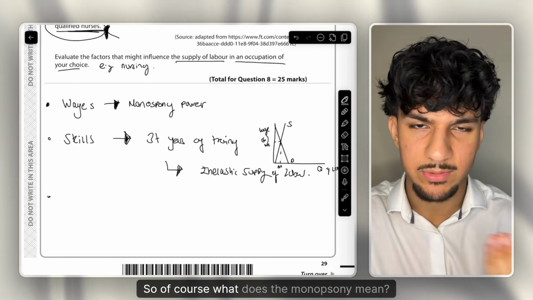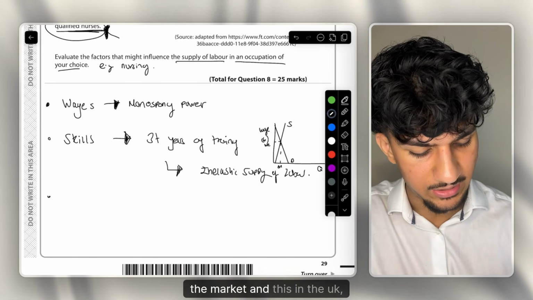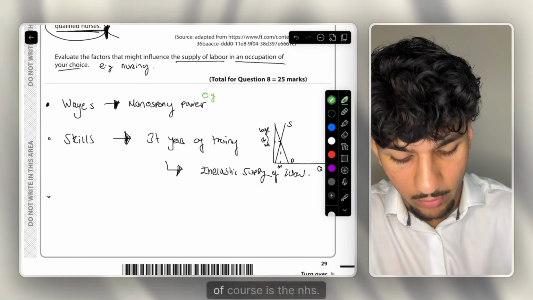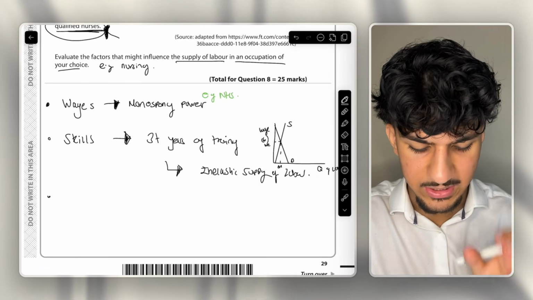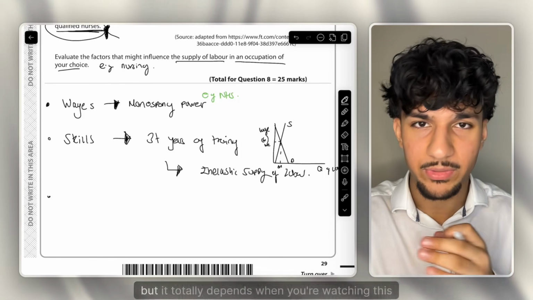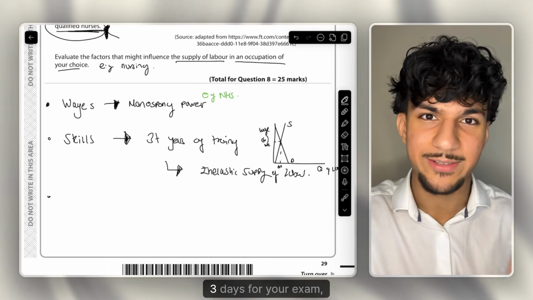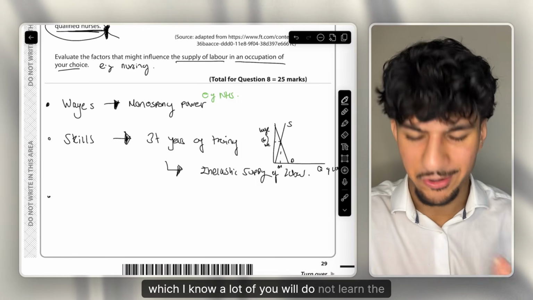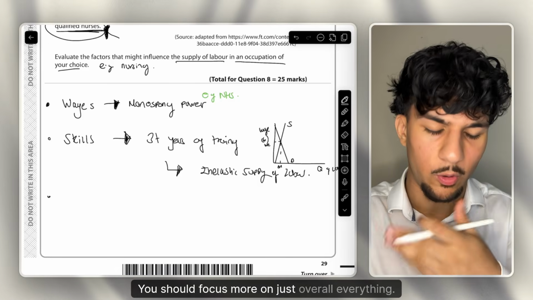So, of course, what does a monopsony mean? It's when there's one dominant buyer of labour in the market, and this, in the UK, of course, is the NHS. With Edexcel, it does not explicitly state on the spec that you need to know the monopsony diagram, but it totally depends on when you're watching this video. If you're watching this video two to three days before your exam, which I know a lot of you will, do not learn the monopsony diagram. It's not that high yield. You should focus more on everything overall.